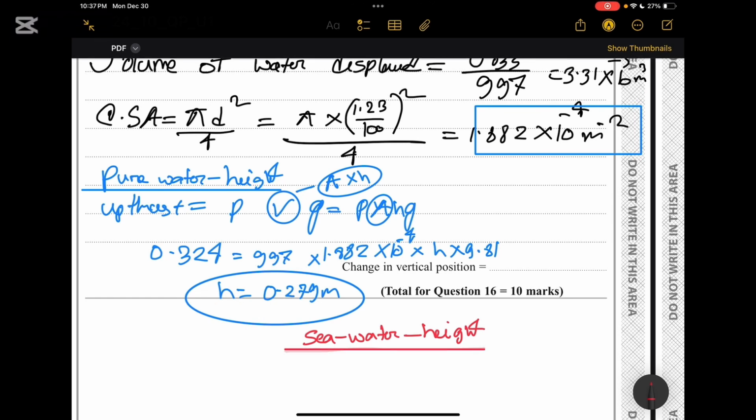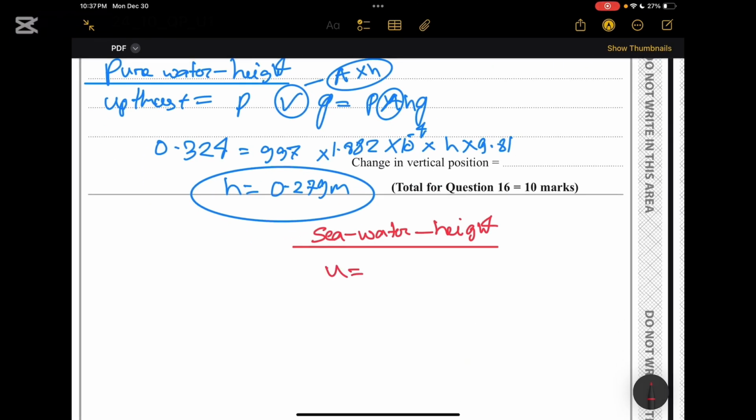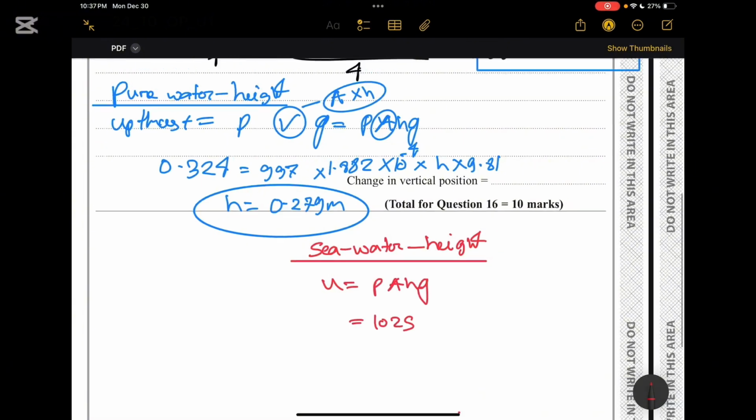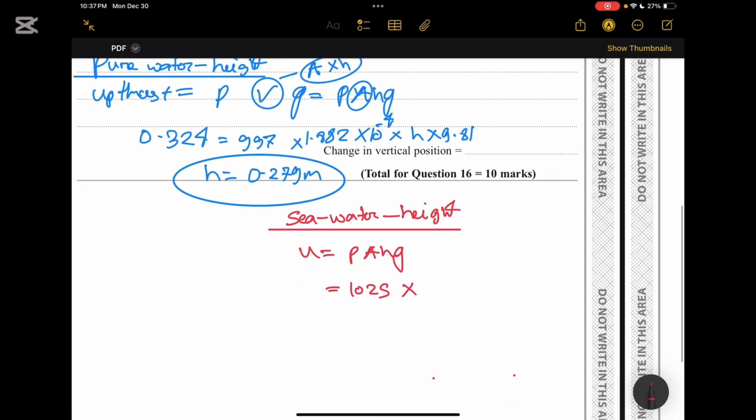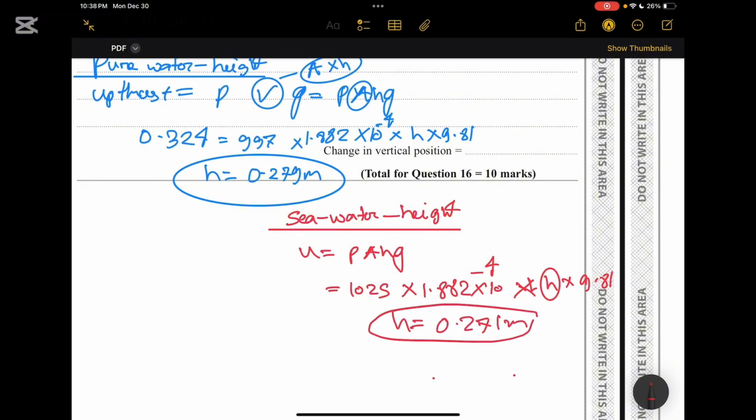So the seawater height will use the same formula: upthrust is equal to PAHG. Our density is 1025, the density of the seawater, into the cross-sectional area, which is 1.882 into 10 to the power minus 4, which we have figured out before, into the height into 9.81. So now we can figure out the height. The height is equal to 0.271 meter. So this is the height when seawater, and this is the height when pure water.